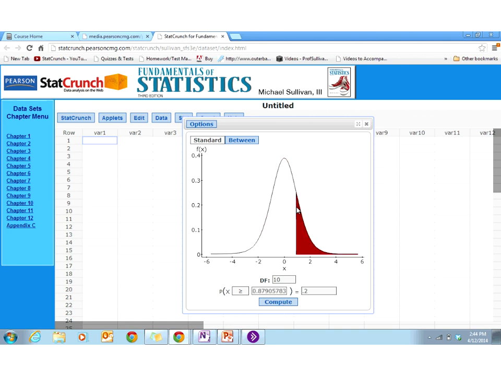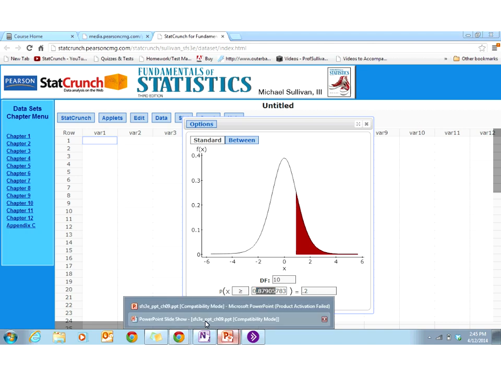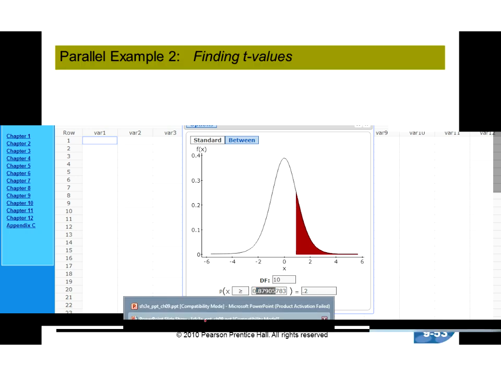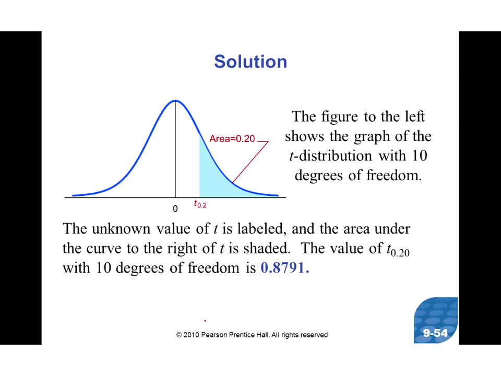Compute shows me that 0.2 for my t, and my t alpha value is 0.879, probably 0.8791 or 0.8790, depending how the rounding goes. Don't worry about the rounding. Use what is calculated in here. Let's see what happens. They did 0.8791.